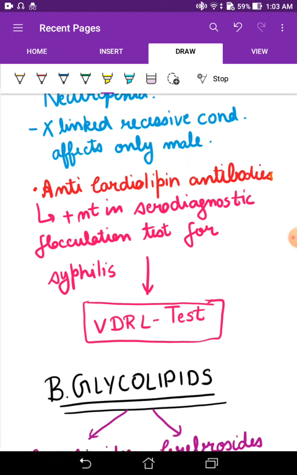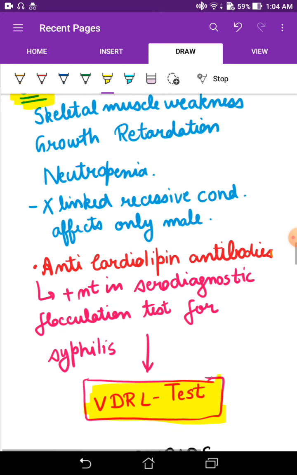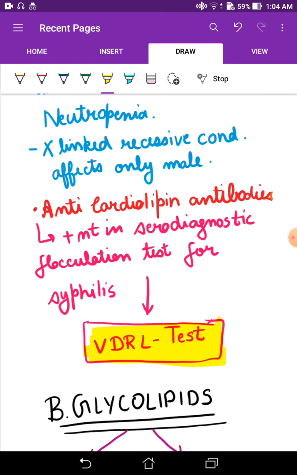Now, the anticardiolipin antibodies. These are present in a serodiagnostic test for syphilis, and this test is known as the VDRL test. These anticardiolipin antibodies are present in this serodiagnostic test for syphilis. If they are present, the person is suffering from syphilis.